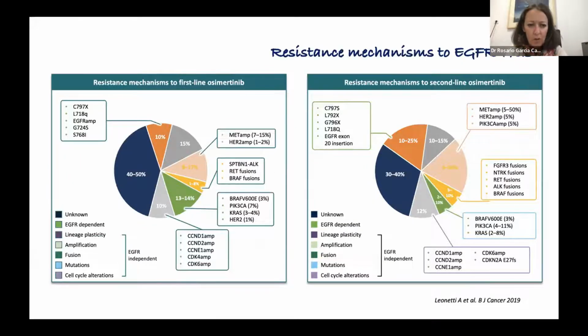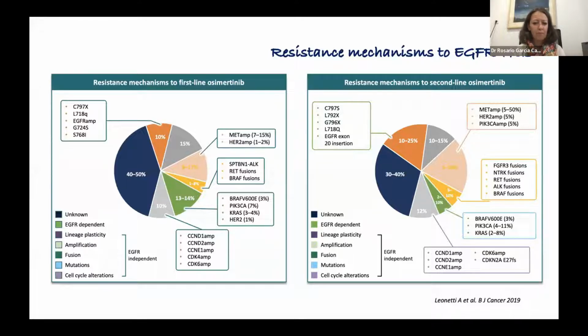Why is it so important to understand what is going on? Well, we know that resistance mechanisms have been described. They are not exactly the same after first or second line osimertinib. MET amplification is one of the most frequently found after first line setting osimertinib, but also RET fusions, BRAF, KRAS mutations have been described.